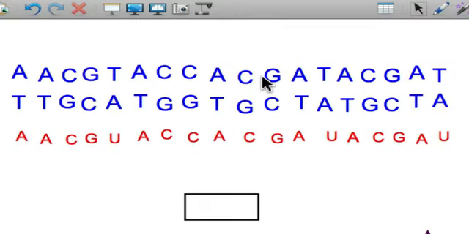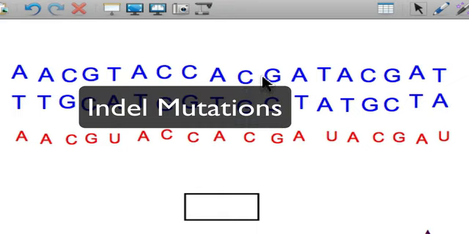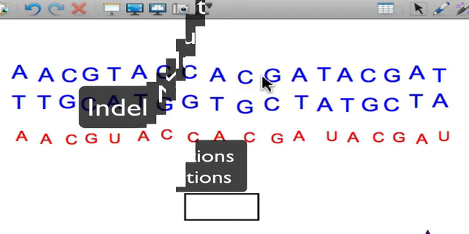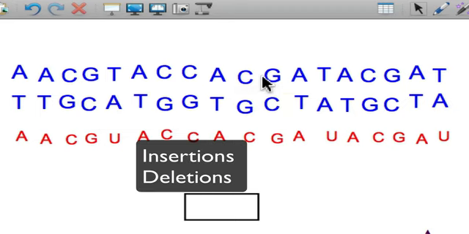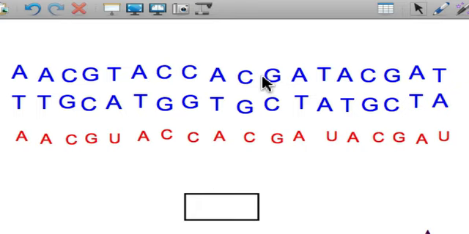So the second type of point mutations that we talked about in class were called the indels. The indels include the insertion and deletion mutations, and insertion and deletion mutations are exactly what they say they are. An insertion mutation is when you insert a base pair into a gene, and a deletion is when you delete a base pair from that gene.